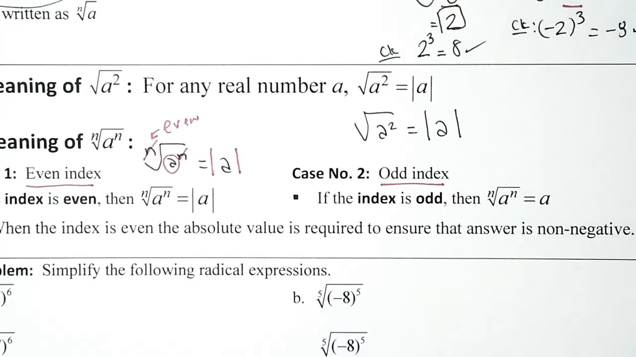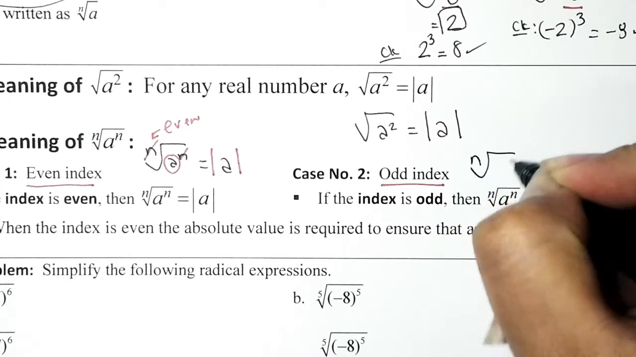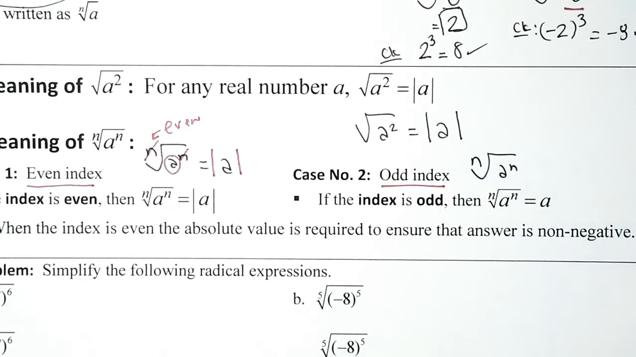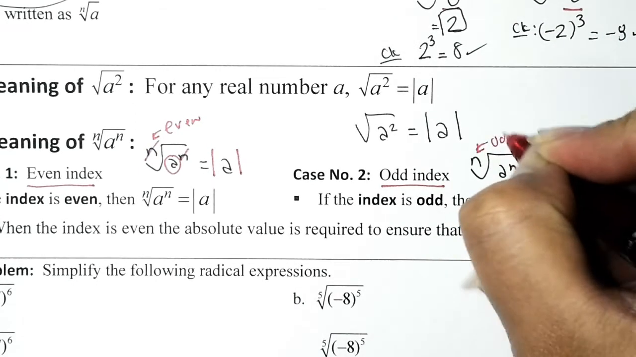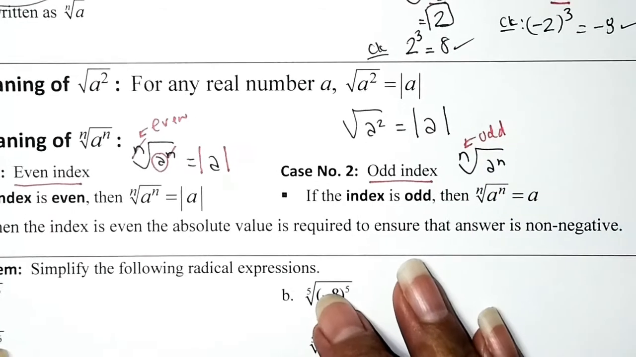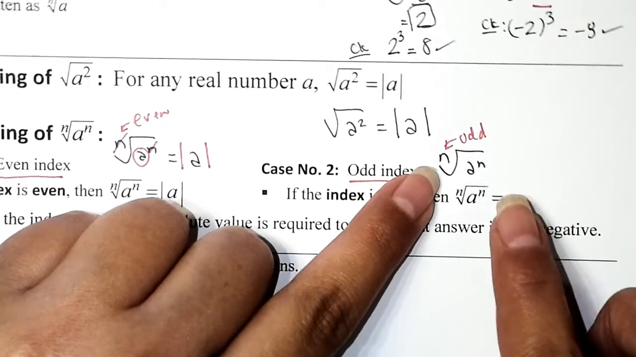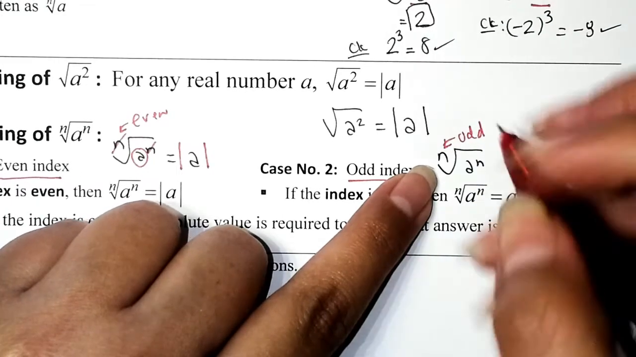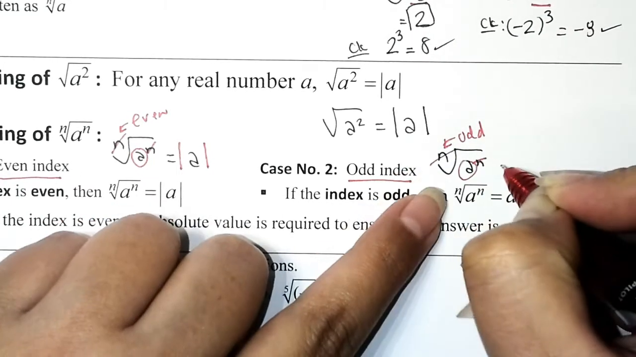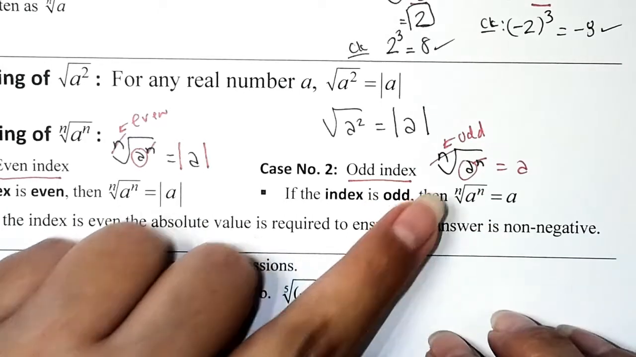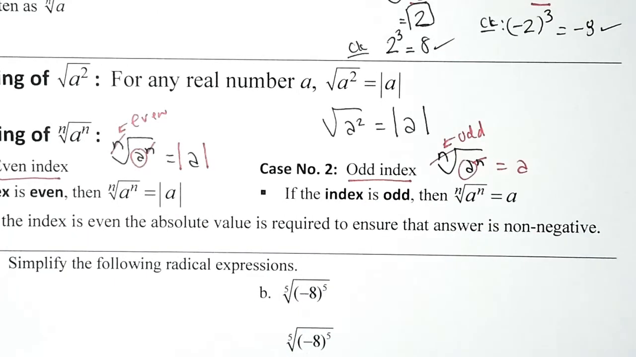Now, what if we have the nth root of a to the n, and we look at the case where the index is odd? Well, same speech, but not really. Index is n, power is n. They undo each other because they're the same, and that will leave us with a. But do I have to toss in that absolute value? And the answer is no.